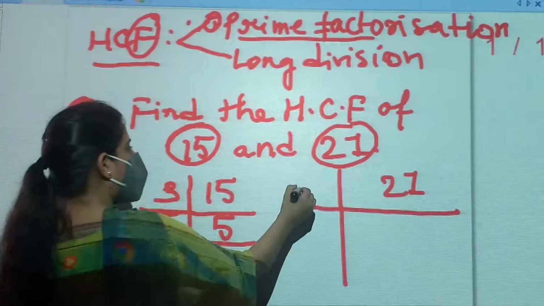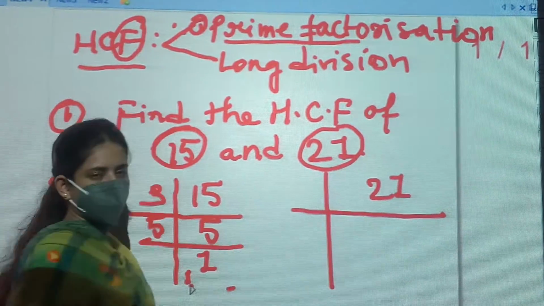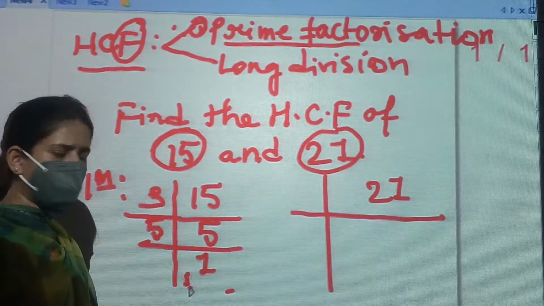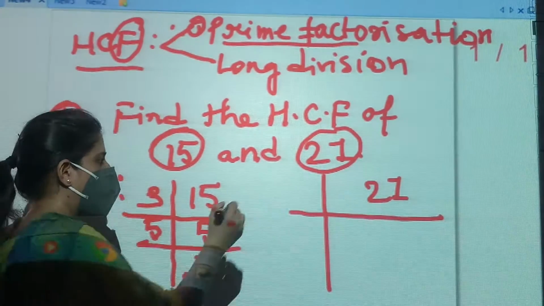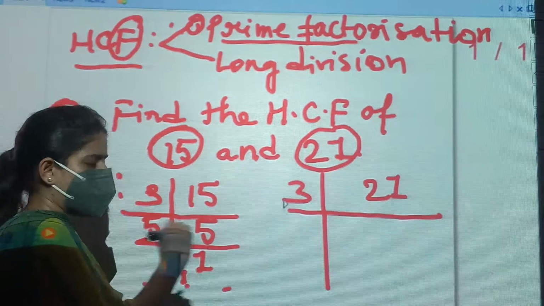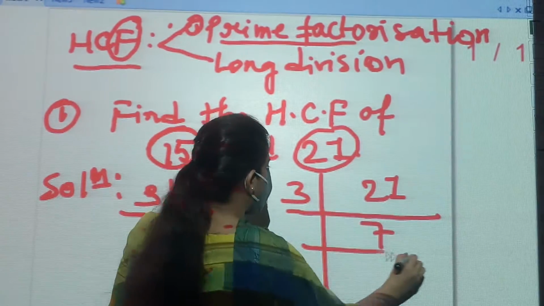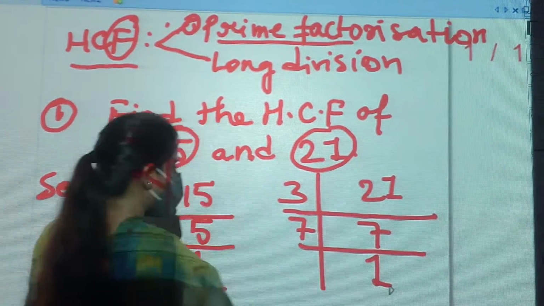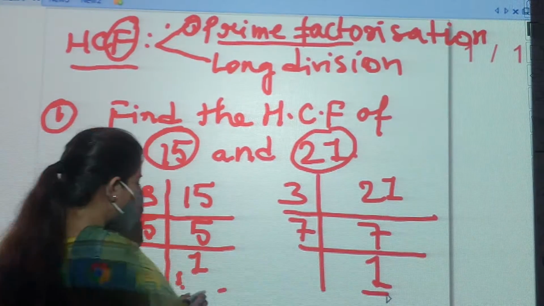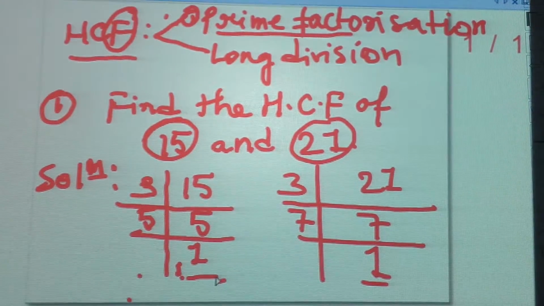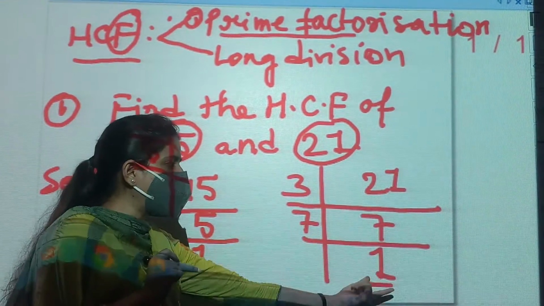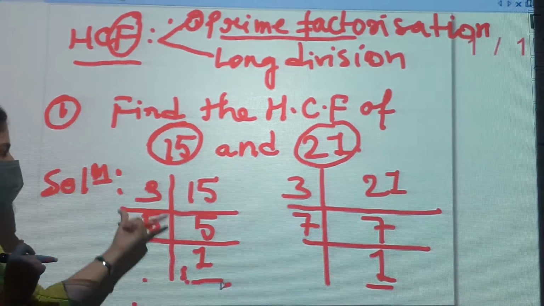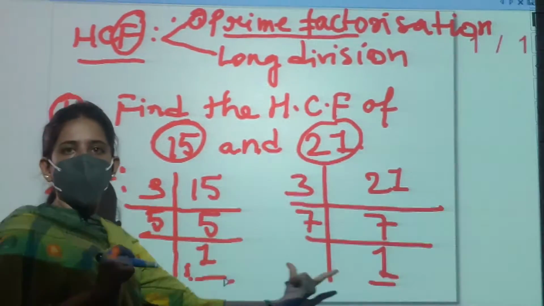Now the next one. Again start dividing this. With which number will we start dividing? 2. Is it divisible by 2? No. Now 3. Yes. 3 sevens are 21. Now 7 will be divided by 7, we get 1. Now we have got the remainder 1. This we need. We will keep dividing the number with the prime numbers till we get remainder 1.